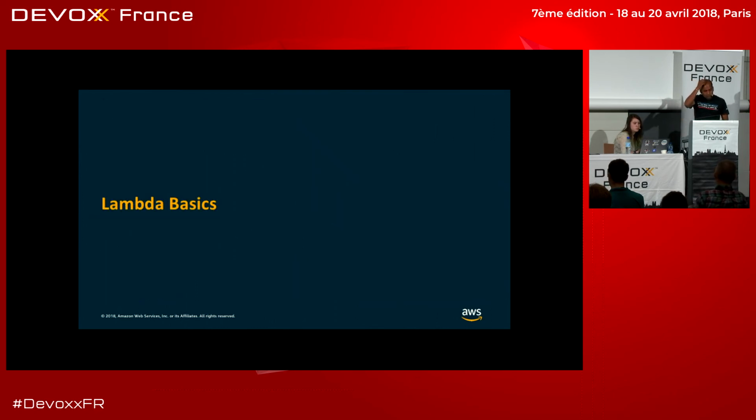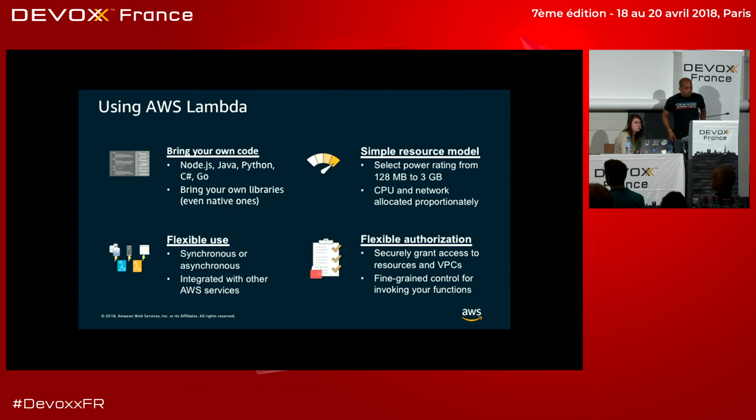So what I'm going to do is jump into some of the Lambda basics and then right away talk about how we create our microservices using Lambda functions. There are 5 languages that are supported today: Node, Java, Python, C#, and Go. Those are the 5 languages that are supported on Lambda today.